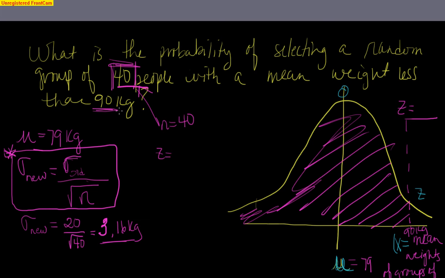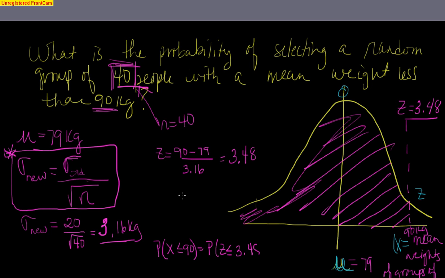Okay, so z is still going to equal the x, which is 90, minus the mean, which is 79, divided by the standard deviation, which is now 3.16. When you plug all that into your calculator, you're now going to get a z-score of 3.48. So our z-score went up by a lot. We're way out there, all right? So now the probability that our mean weight is less than or equal to 90 is equal to a z-score of less than 3.48. If you go to your z-table, because this is 3.5 standard deviations above the mean.